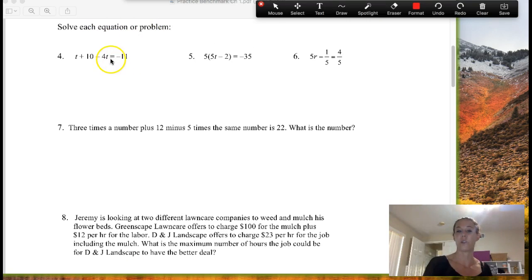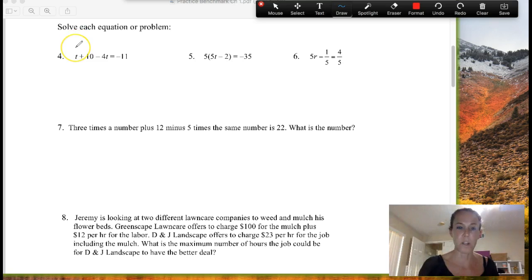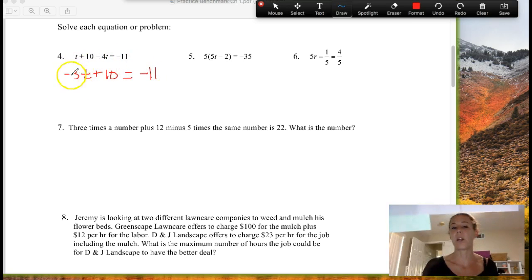Okay, this one actually is solve each equation or problem. So these are equations. You can see they have equal signs. So let's go ahead and do this. We've got this equation. Now on one side of the equation, I'm going to solve for t. I've got a t here and a t here. So before I start working both sides of the equation, let's simplify just this side like it's an expression. I have 1t minus 4t's, and that's going to give me negative 3t's. I still have plus 10, so I'm going to write that down, and that equals negative 11. Now I've combined all my like terms on this side. I'm going to go ahead and start working both sides. I want to get t by itself.